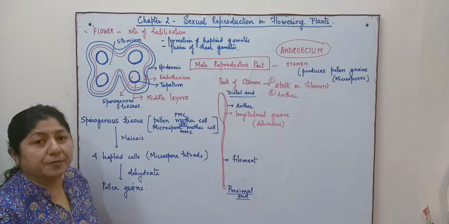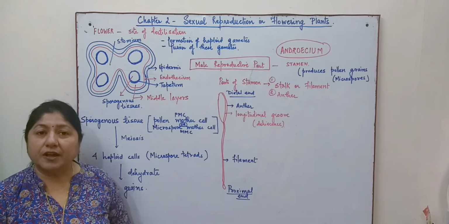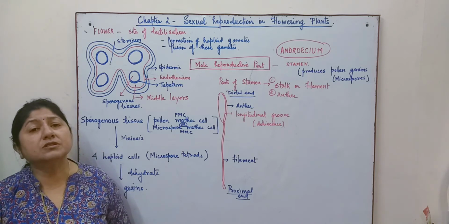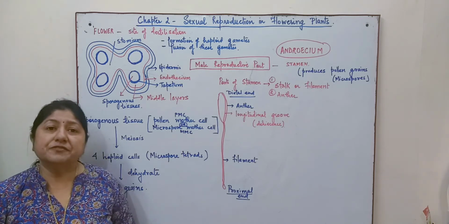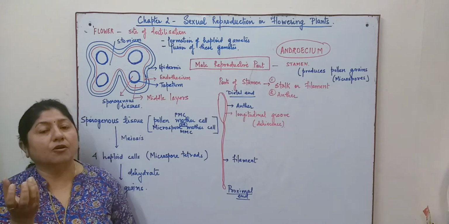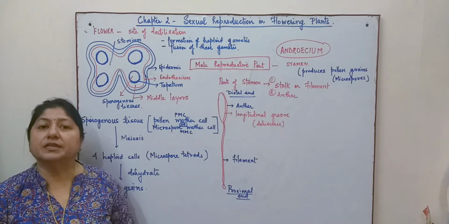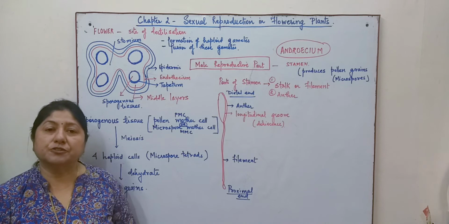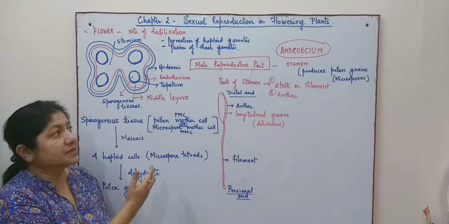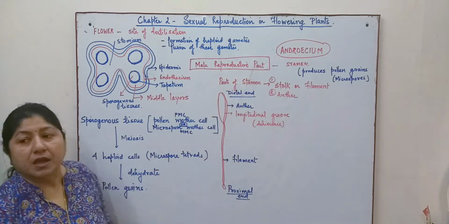And we all are familiar with the very basic structure of the flower, that a complete flower has four whorls. The outermost is the calyx, and the individual units are known as the sepals. Then we have the corolla or the petals, and the male reproductive part, which is known as the Androecium, and the female reproductive part, which is known as the Gynoecium. So in this video, we'll be discussing the male reproductive part, that is the Androecium.